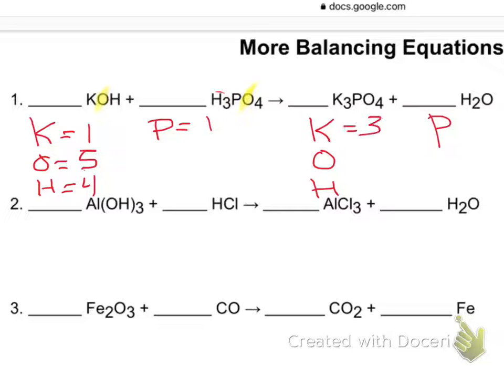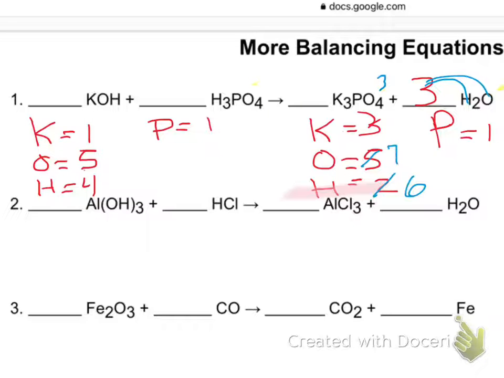Going to the other side, we have 3 potassiums. We have the O issue again for oxygen, so we have 5. We have 1 phosphorus, and then we have 2 hydrogens. So we're going to start with hydrogen because we have 2 on this side and 4 on the other side. So we're going to put a 3 there. 3 times 2 is 6. 3 times 1 for the oxygen is 3. And then you're going to add it to the 4, and you should have gotten 7.